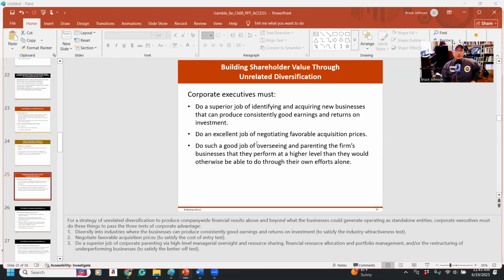Another option for a company investing in an unrelated firm or business and trying to create shareholder value is that you do such a good job of overseeing and parenting the new firm's business that they perform at a higher level than they would otherwise be able to do through their own efforts. So you've increased efficiency and effectiveness at a very high level. Now, that's where you run into a number of different problems. If you're General Electric and you have your engineering managers come into Pizza Hut, maybe they would make it more efficient. But I would argue Pizza Hut's probably already pretty efficient. I don't know what you would actually change in there to make it even more efficient, but maybe there is a way to do that. Or you have management hubris who thinks they can do that, but the chance of actually doing it might be slim to none.